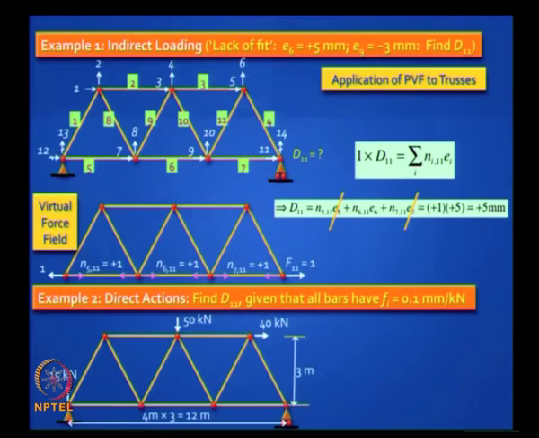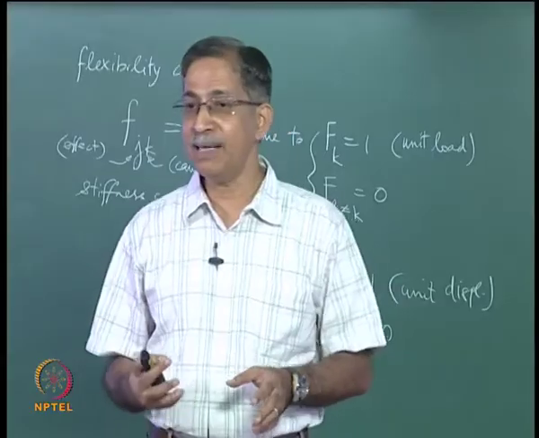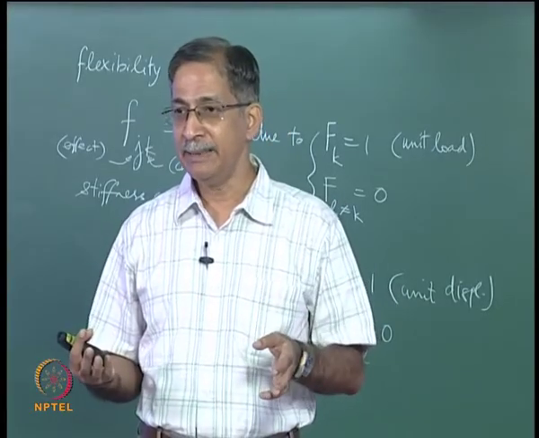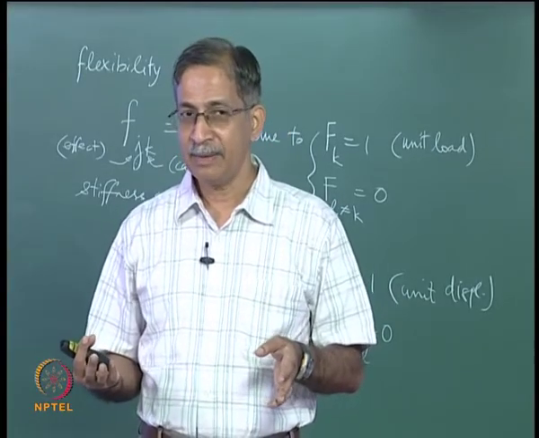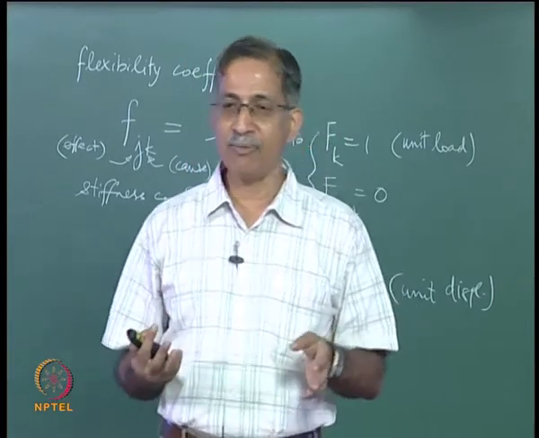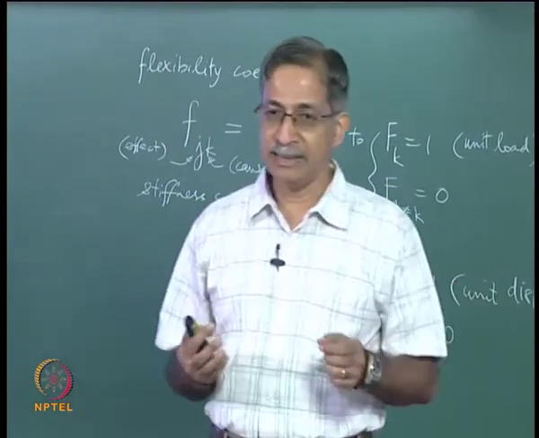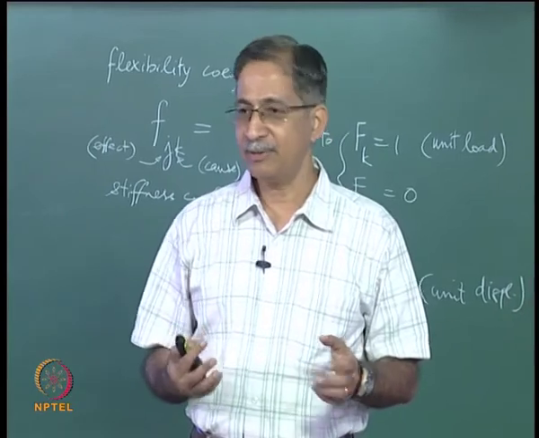And if you have another example where the problem is you are given a truss with some actual loads on the truss, say a 50 kilonewton load in the middle and 40 kilonewton horizontal load, you need to first analyze this truss, find the bar forces, then for each bar find the bar elongation by multiplying each bar force by its flexibility, and so that is easy to do.